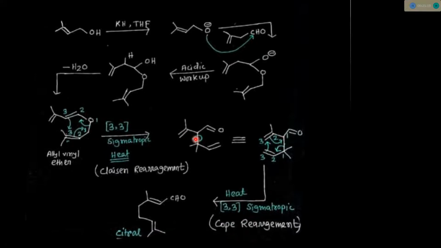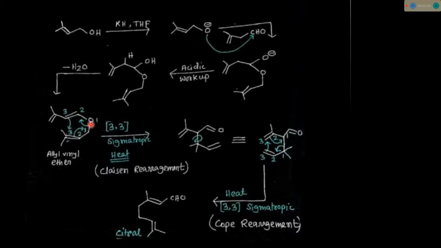If we rotate this molecule and redraw it like that, again there is a functionality like 1-2-3, 1-2-3. Again this molecule can undergo a second 3,3 sigmatropic rearrangement, and this 3,3 sigmatropic rearrangement is also called the Cope rearrangement. Then again the bond between 1 and 1 will break and a new bond forms between 3 and 3. Now we will get this kind of product. This product is named citral.